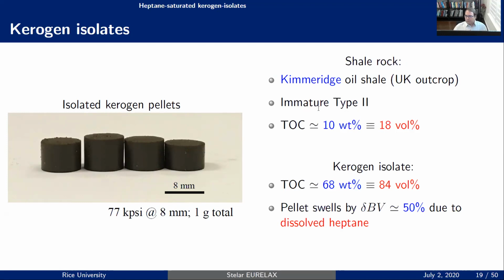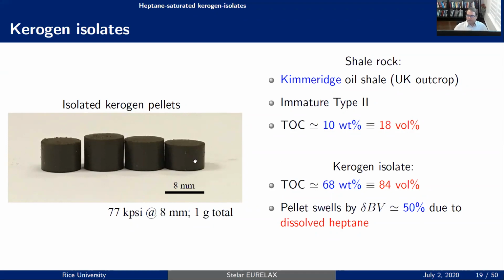It's an immature type 2. And it has a very large total organic carbon, which makes it a great thing to study. So it's 10 weight percent, or equivalent to 18 volume percent of the rock is organic material. So we isolate the kerogen using hydrochloric and hydrofluoric acid. And we're able to increase the percent of organic matter to 84 volume percent. So basically, this is mostly organic material.